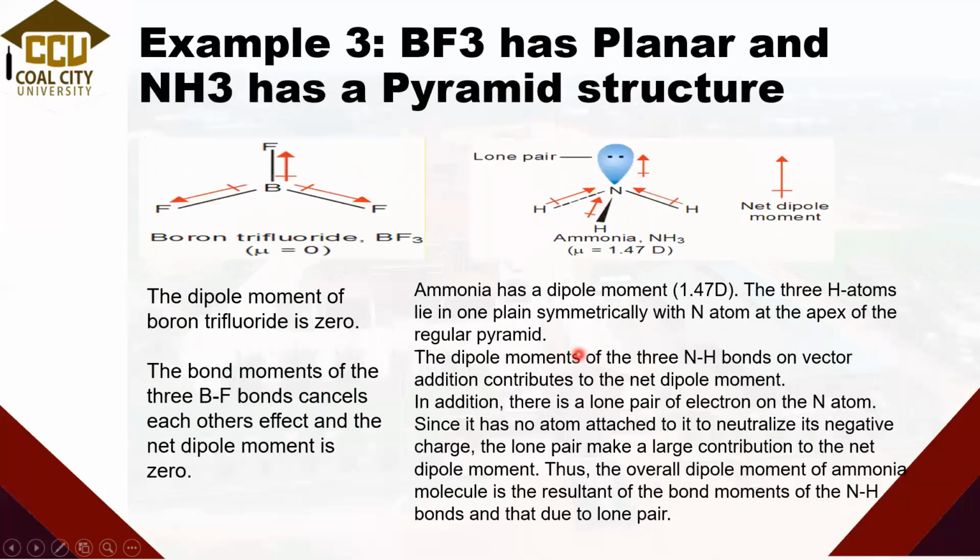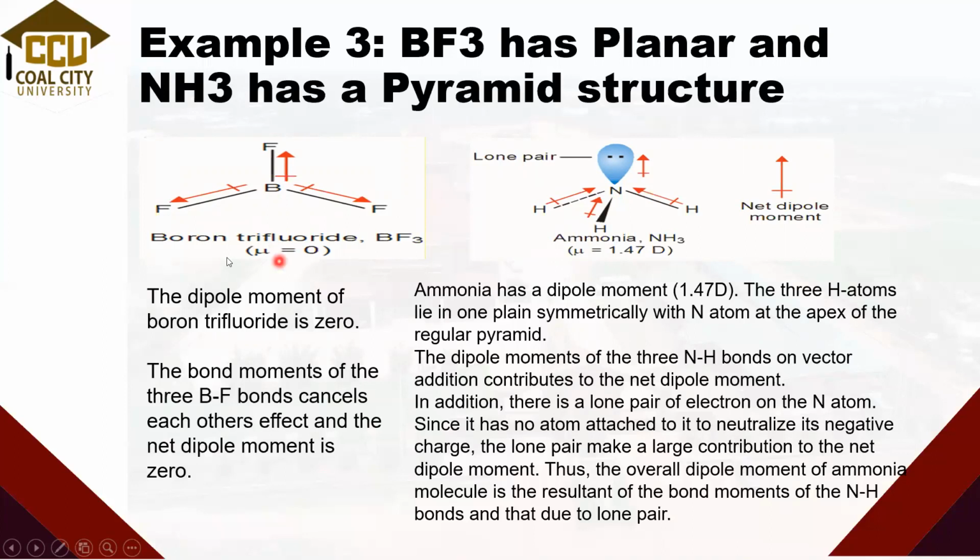BF3 has a planar structure and NH3 has a pyramidal structure. Now, both of them are also similar. You can see I'm comparing similar molecules. The molecular backbone of this is AX3. The molecular backbone of this is also AX3, but their shapes are not the same. How can we justify that using dipole moment?